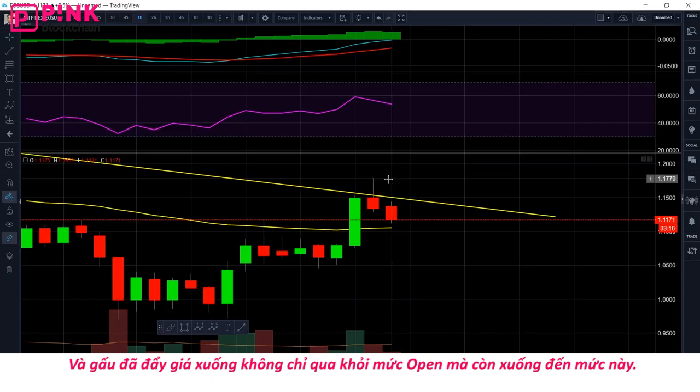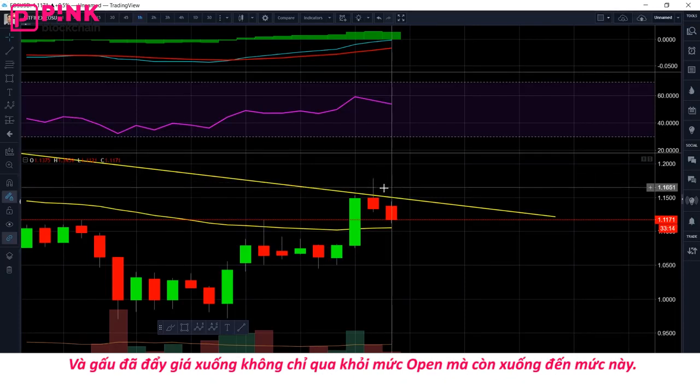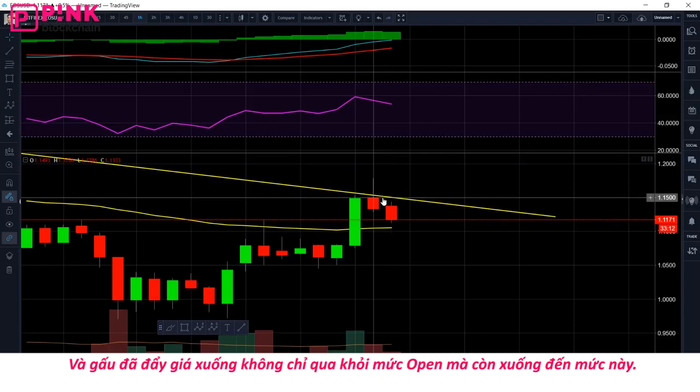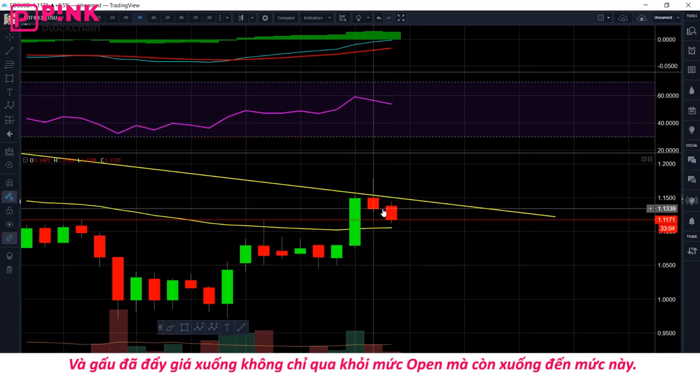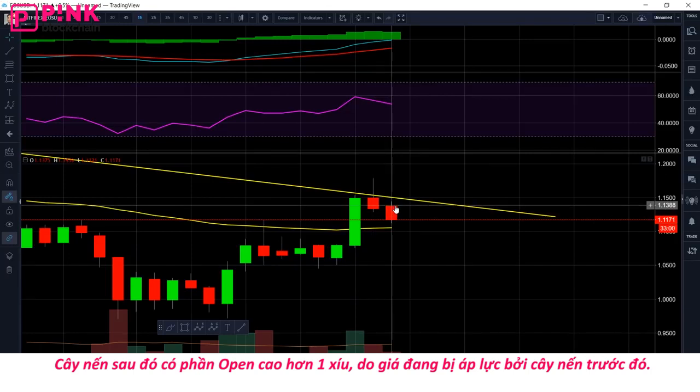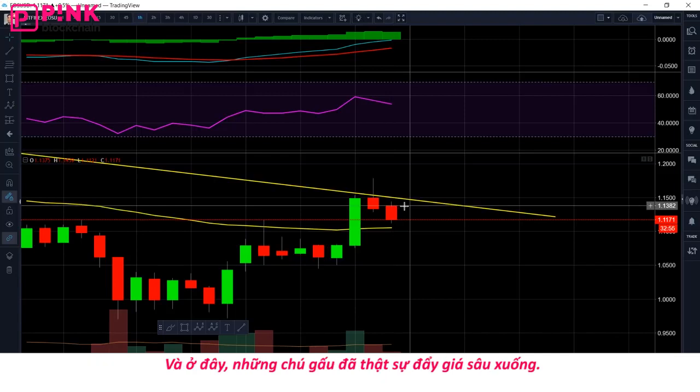So what ended up happening here is that the bears pushed it all the way back down. Not only did they push it down to where the candle opened, they pushed it all the way back down to right over here. And now the open is a little bit higher right here because there was a spread difference in between the candle formations. And now the bears are actually pushing it down already.